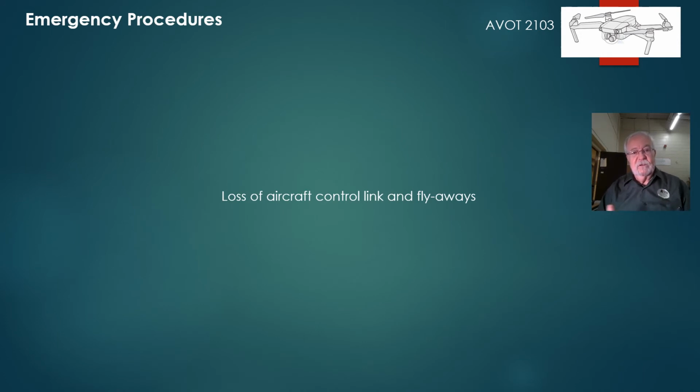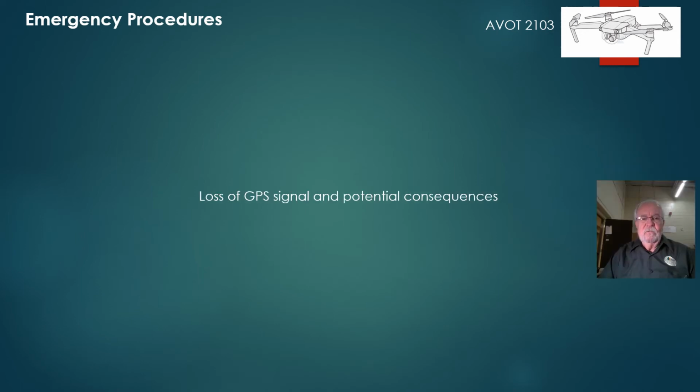That implies the loss of aircraft control link, but the drone doesn't respond as it ought to with some kind of automatic return, autonomous return to home, or autonomously hover or autonomously land. A flyaway is an emergency. Loss of aircraft control link, not necessarily. A flyaway is an emergency. Loss of GPS signal.